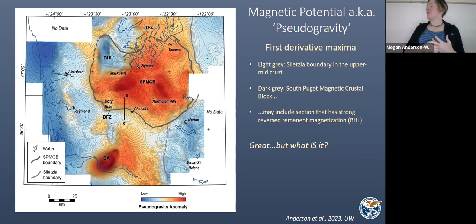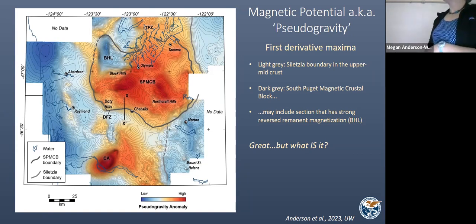One of the areas that was a bit confusing, you'll see this area labeled BHL in blue. This is the Black Hills Low. This is an area that has really strong negative magnetization instead of really strong positive magnetization in the pseudogravity data. We know from paleomagnetic measurements of the surface rocks there within the Crescent Formation that a lot of them have strong reversed remnants. So they were developed in a time when the Earth's field was flipped from today.